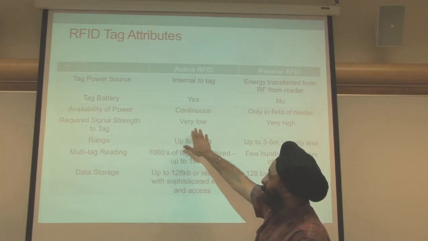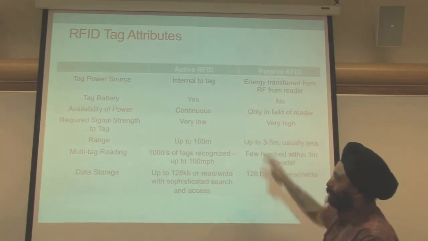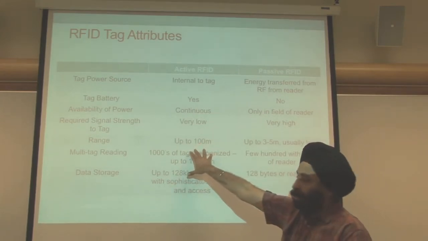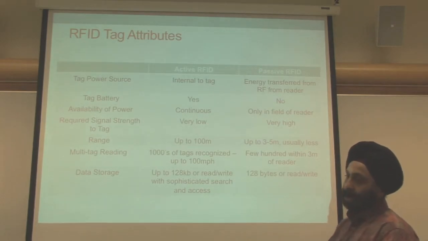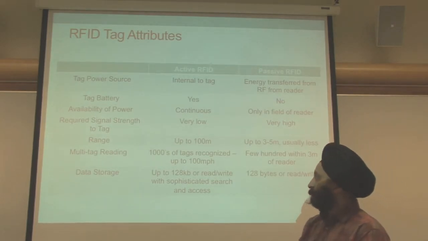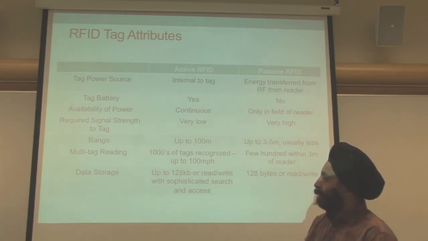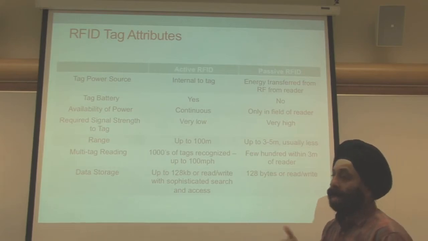Required signal strength to tag is very low in active, whereas it is very high in passive just to tag the item. Up to 100-meter range, whereas over here it's up to 3 to 5 meters, usually less, because you have to be really close for the radio frequency to work. Multi-tag readings, 1,000 tags recognized at up to 100 miles per hour, because of the active nature of it.